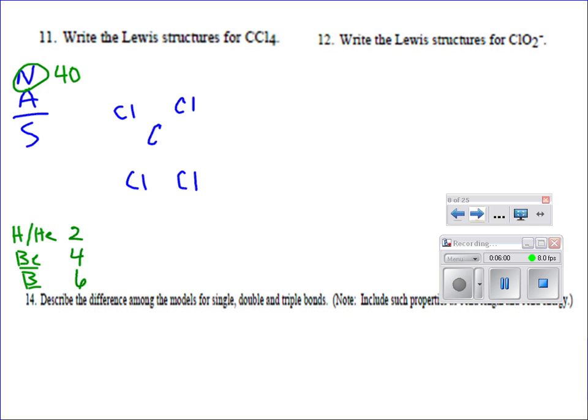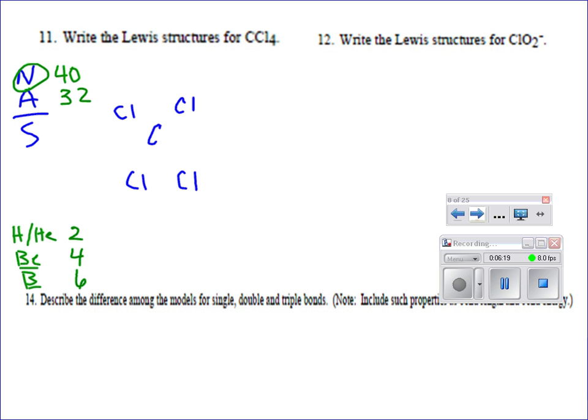Next is A. A stands for how many electrons. You can say one of 2 things: do we actually have, or do we have available? That's the number of valence electrons from the periodic table. So carbon has 4. Just look at the group number. Chlorine has 7. 7 times 4 is 28, plus 4 is 32.